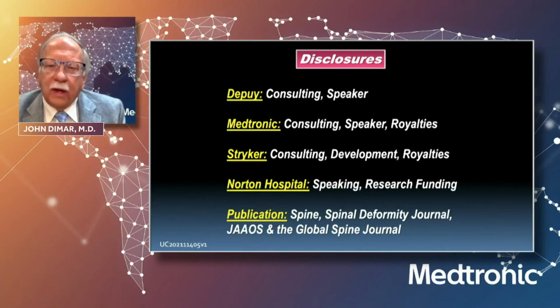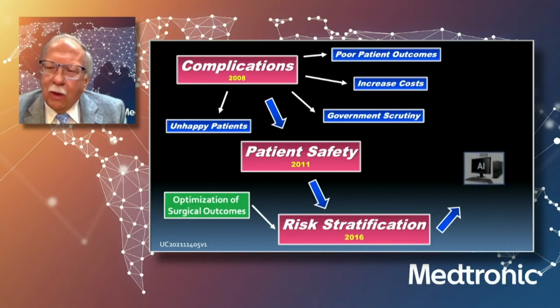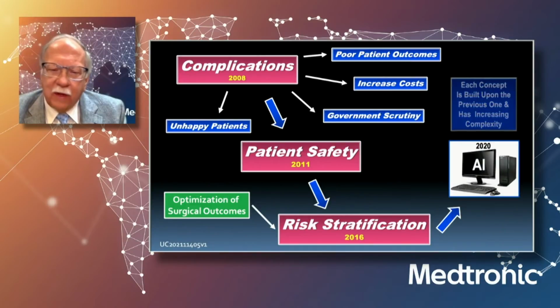It's John Dimer from Louisville, Kentucky. I'm going to talk to you about medical optimization. We started with complications, then we went in the early decade ago to patient safety, and now to risk stratification. And we're really now going to AI to try to improve our patient outcomes and catch complications that may be preventable peripherally using very careful clearance techniques.